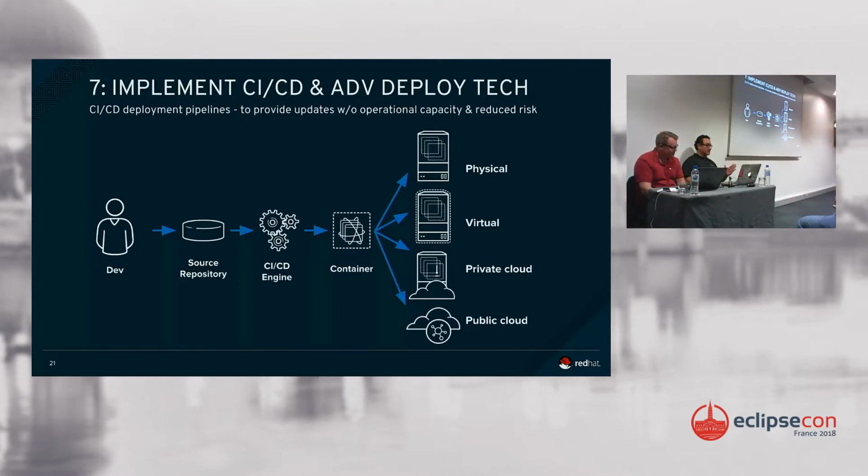Step number 7 is implement CI/CD pipelines as well as advanced deployment techniques. So the goal of a pipeline is to provide updates while maintaining operational capacity with reduced risk. This picture right here shows you what a CI/CD deployment pipeline looks like using containers. The idea here is a developer does a commit in the source repository, which then triggers the pipeline, which will push out the changes and create the container image, generate a pod, and then deploy that pod and run it.